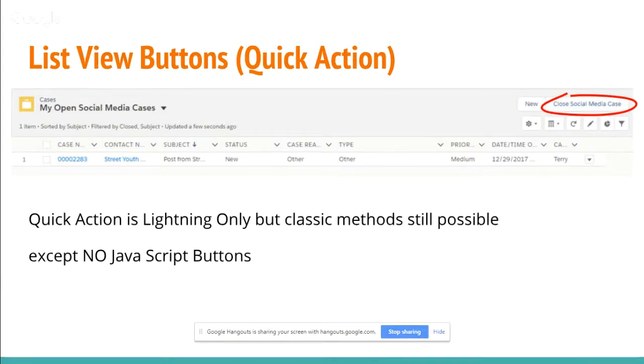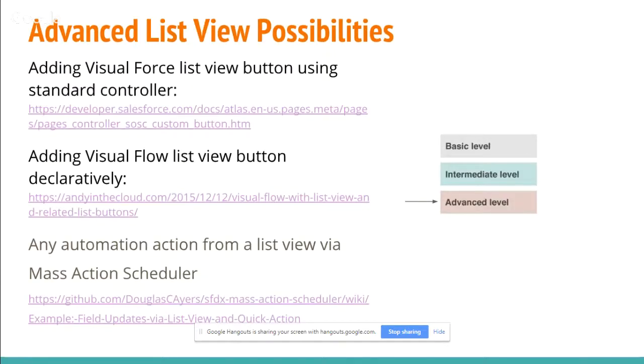So you end up with a special button, such as this one here, that allows you to select open social media cases and close them, and it makes sure that the status and the case reason and the type get set properly as it's closed. All right, so that's a couple intermediate things.